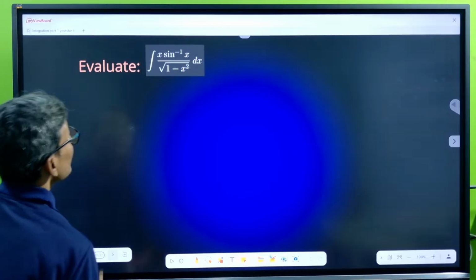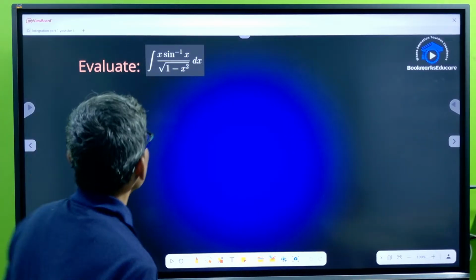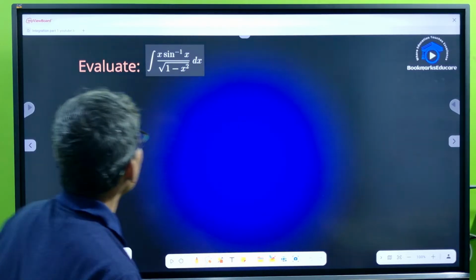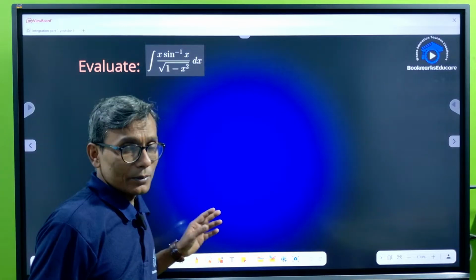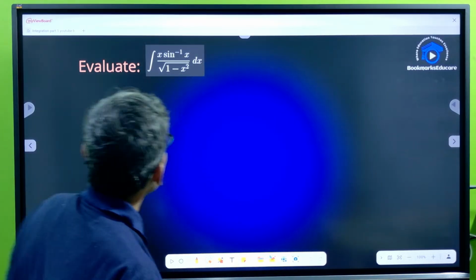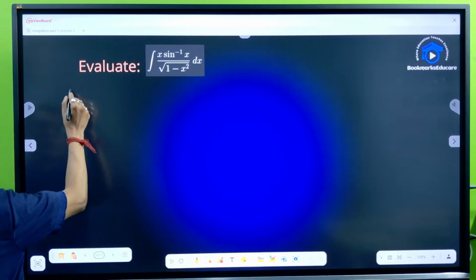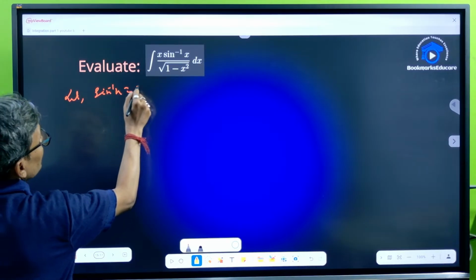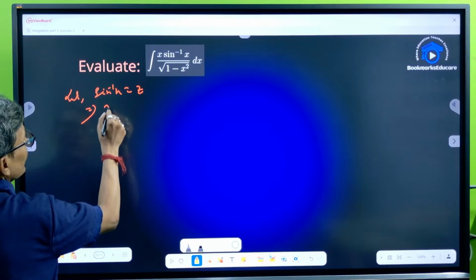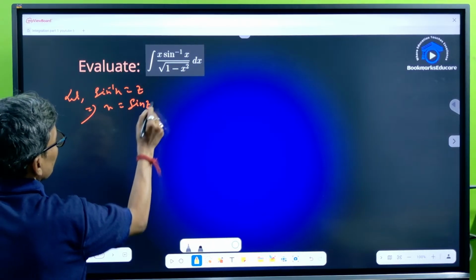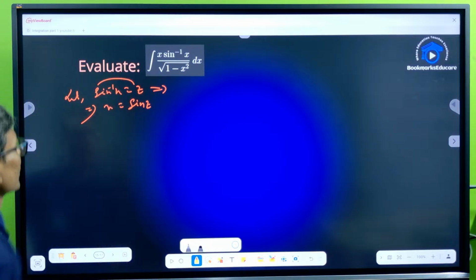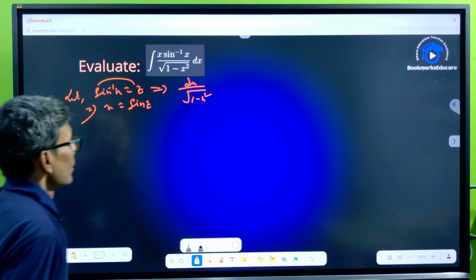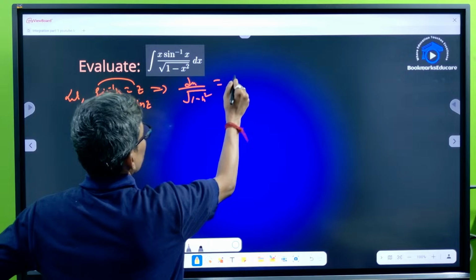Next sum is the last sum for today and also for part 1, integration part 1. So this sum is also based on method of by parts. So first of all, let sin inverse x be equal to z, so x is equal to sin z. Now differentiating on both sides, dx by root over of 1 minus x square is equal to dz.